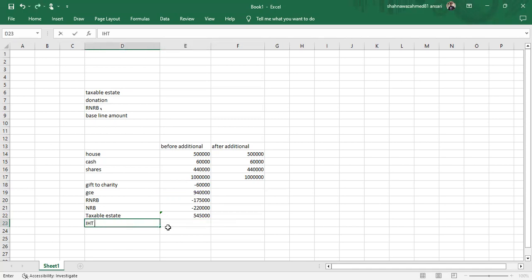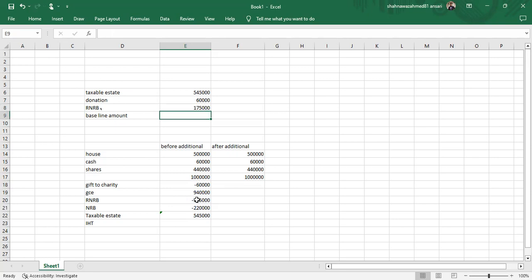At this time, we need to work out what the IHT is. But before calculating IHT, we need to find the baseline amount. So let me connect this taxable estate. This is the taxable estate. Here, I have to add donation, but that would be a minus value, so put a minus sign on donation. Then let's put RNRB here.